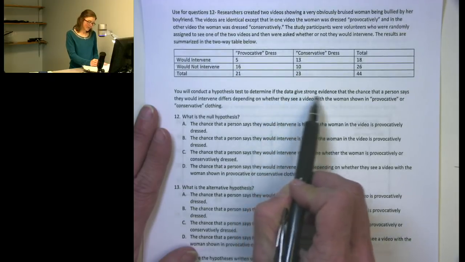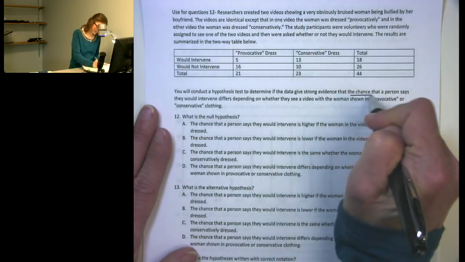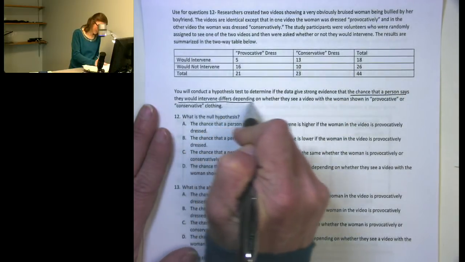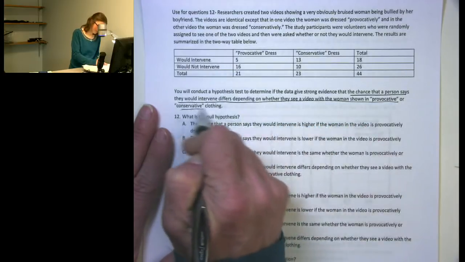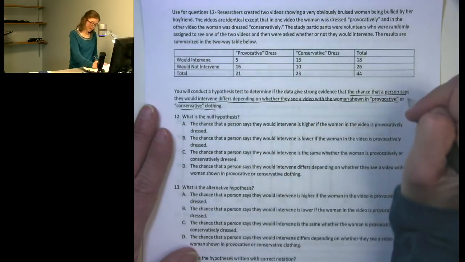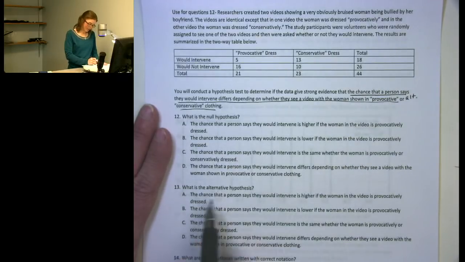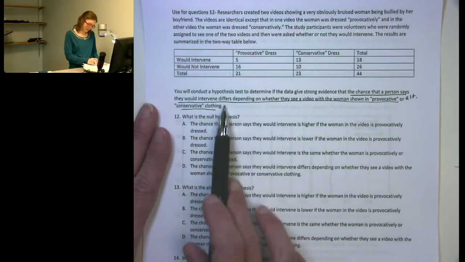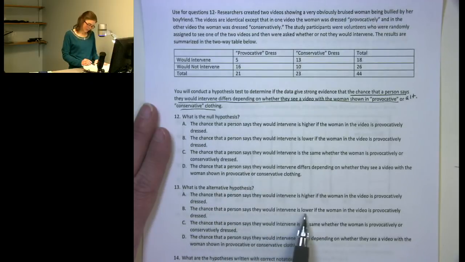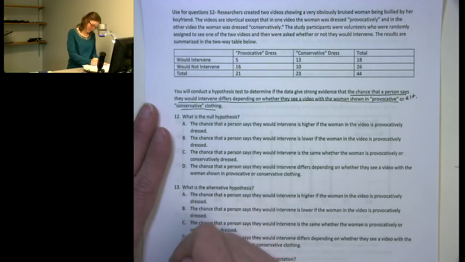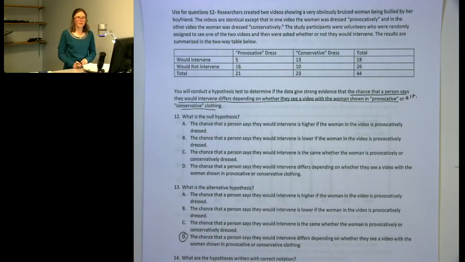So if the data gives strong evidence that the chance that a person says they would intervene differs depending on whether they see the video, there's our alternative hypothesis. So let's fill in the alternative. The chance the person says they would intervene if the woman is higher? No, this says differs. The chance that a person said they would intervene is lower? No. The chance the person says they would intervene is the same? No, we're looking for differs. The chance that a person says they would intervene differs depending. There we go. There's our alternative hypothesis.